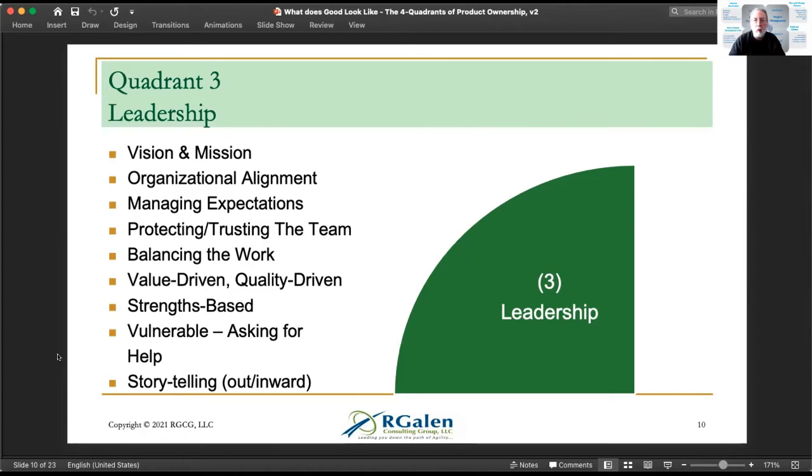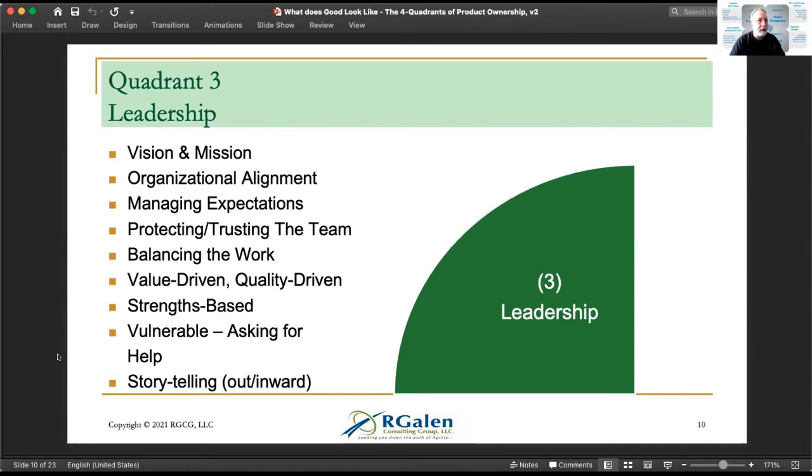Be value-driven, quality-driven. Another way of saying that is reinforcing, do it right the first time. Let me repeat that. Do it right, build quality in, don't clean it up later. So make sure that you're creating that space, that mindset in your teams for that.